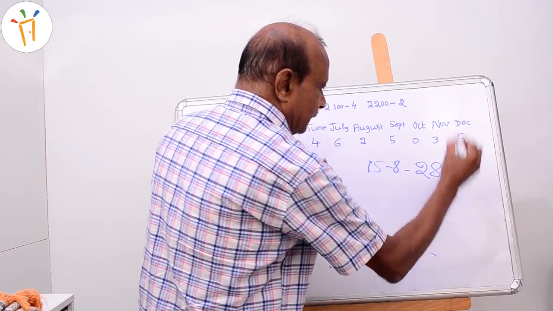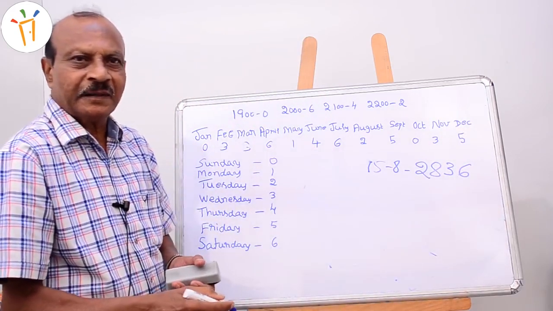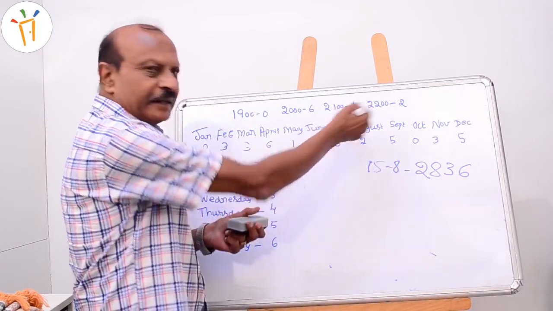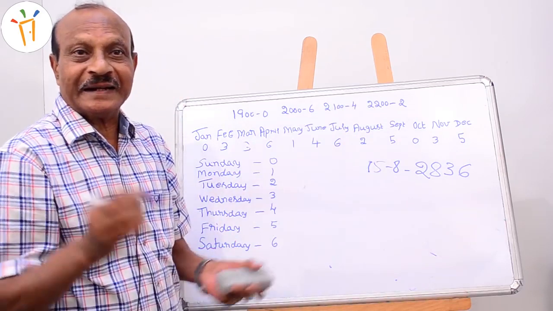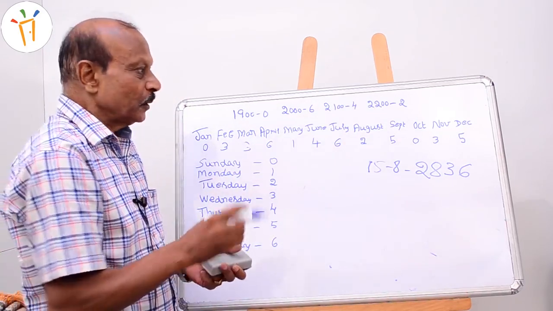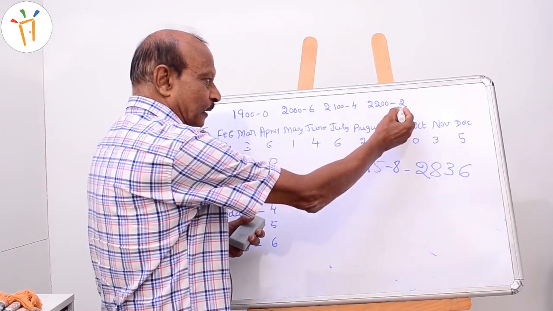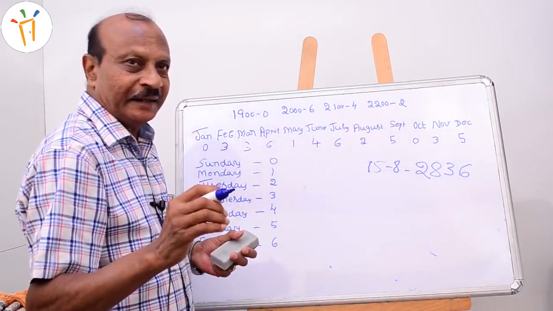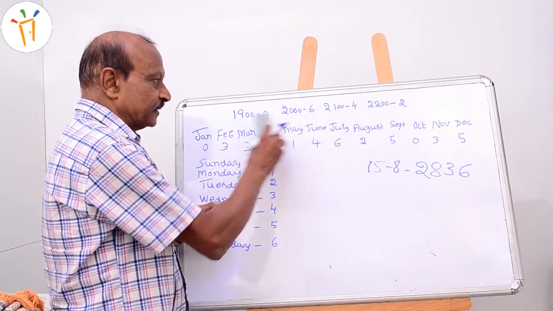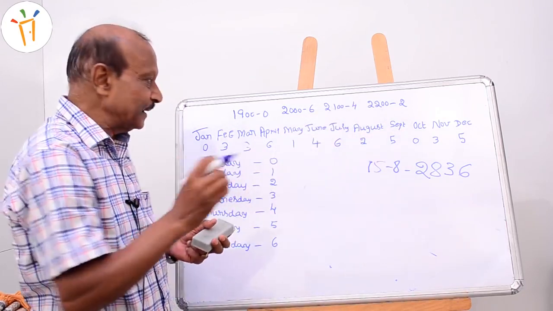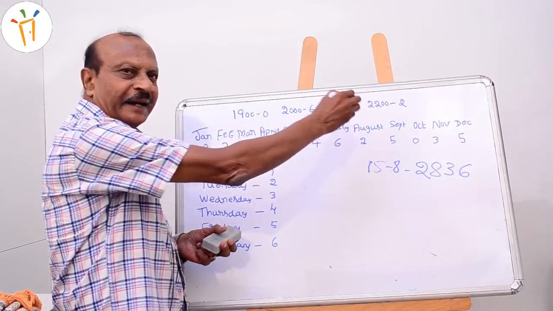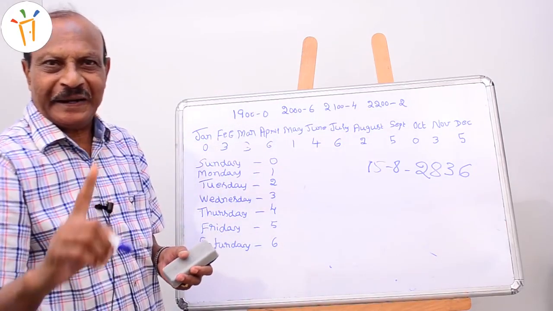Suppose you have to calculate 15th August 2836, on what day Independence Day comes. So 2800 I have not given the code numbers. How to calculate this one? One thing you have to understand: even though I have not given the code numbers, you have to calculate it. The important phenomenon of this calendar is that every 400 years once the calendar repeats.